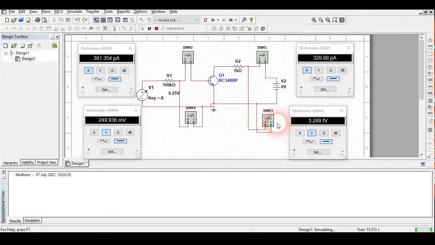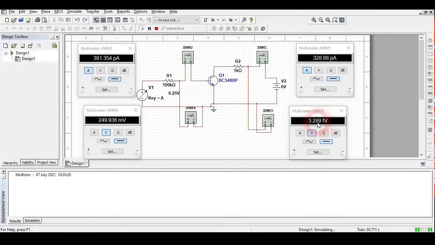And here, just check the voltage. Here the voltage is in femtovolt, so this voltage is absolutely very low. When it is this low, we are not going to consider it. We will consider the voltage when it comes in the microvolt range.